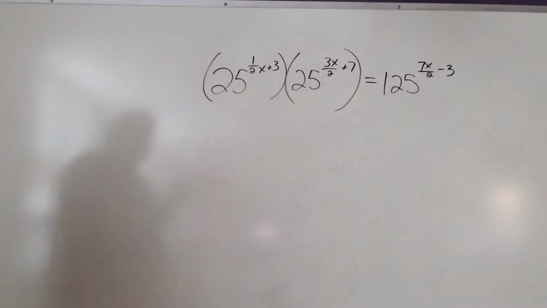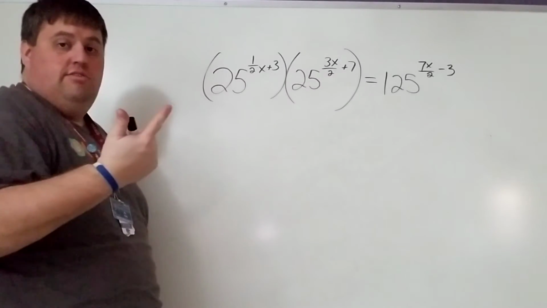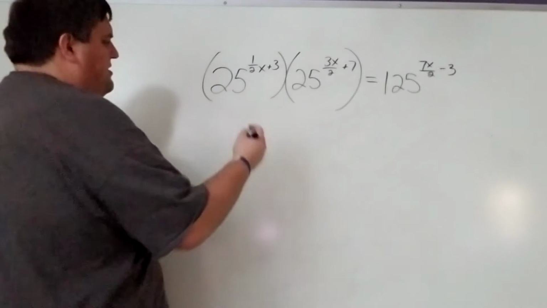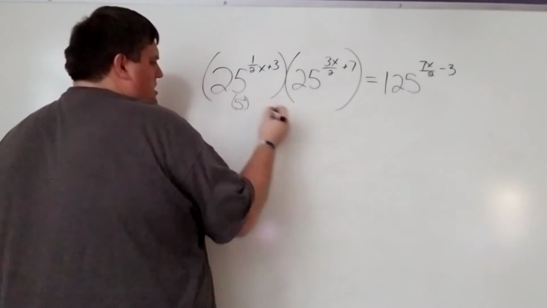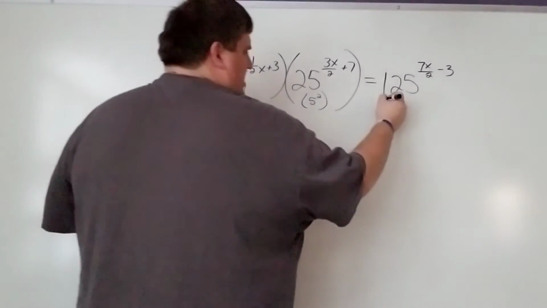So again, we cannot change 125 to 25 because there's nothing with an exponent, right? So it looks like we need to change all these to 5s. So this would be 5 squared. This would be 5 squared. And this would be 5 cubed.